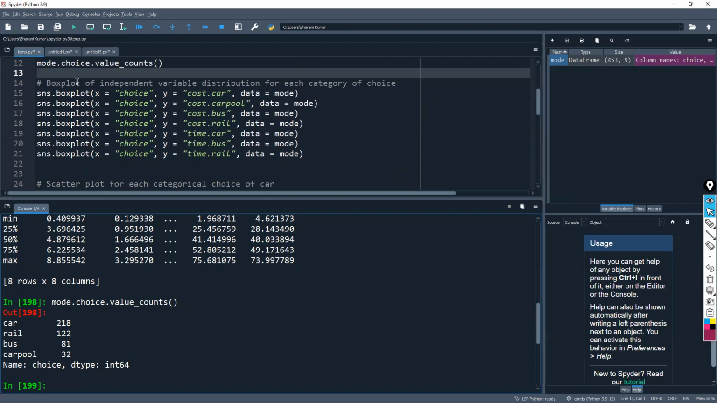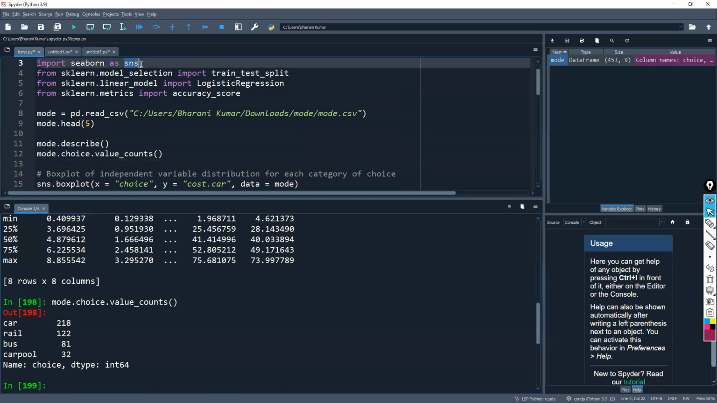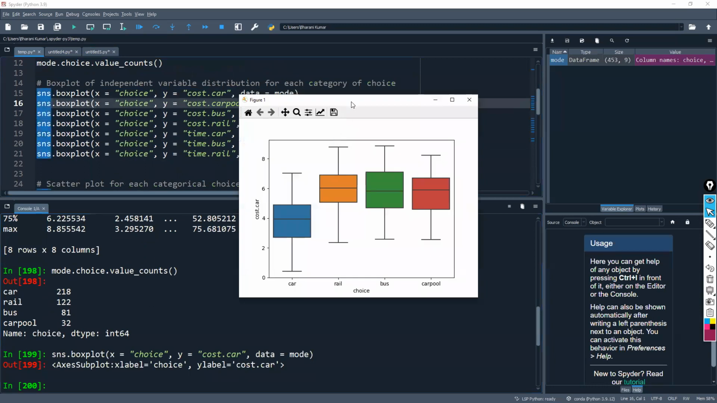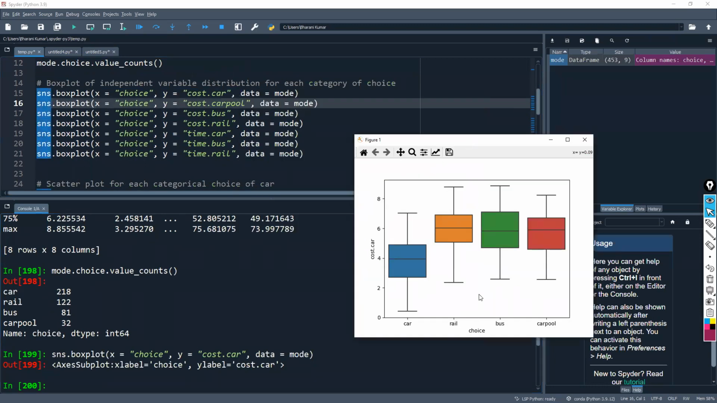Then you have SNS. SNS is Seaborn. And you're saying sns.boxplot. Here X is choice, Y is cost of car, data equal to mode. When you look at choice, you have car, rail, bus, and carpool. And on the y-axis, you want cost of car. And then you're saying data, you want to use this. Now, by looking at this, you should be able to figure out what's going on exactly.